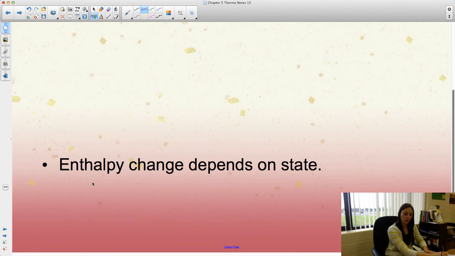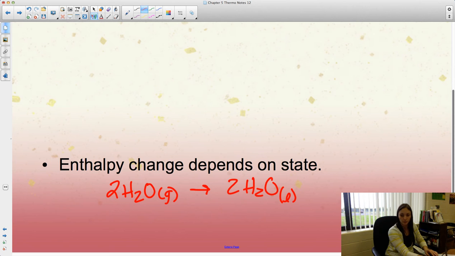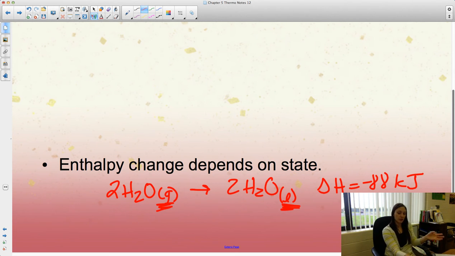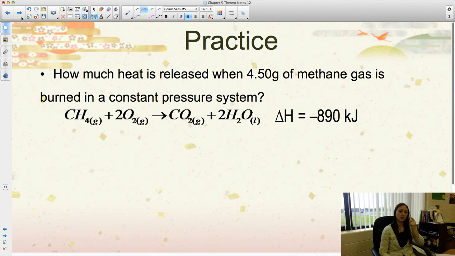You have to be very careful on the states of matter. Okay, if we're looking at 2H2O as a gas, and I'm going to turn that into 2 waters in liquid form, that actually has an enthalpy of negative 88 kilojoules. So you've got to be very careful whether it's a liquid or whether it's a gas, because they go from one to the other. It's going to either take energy or you're going to get energy out when you do that. So be very, very careful when you look at these numbers that you know what state of matter your particular compound is in. So let's look at an example here.